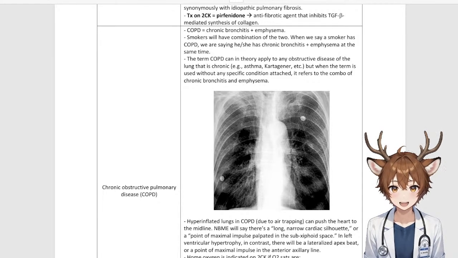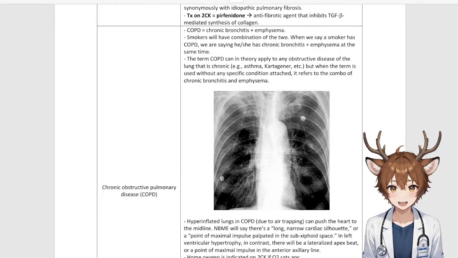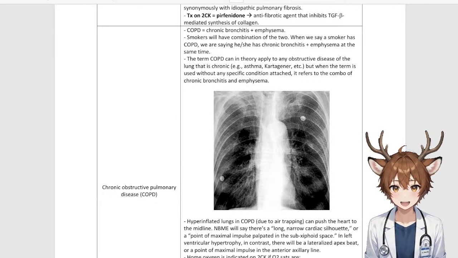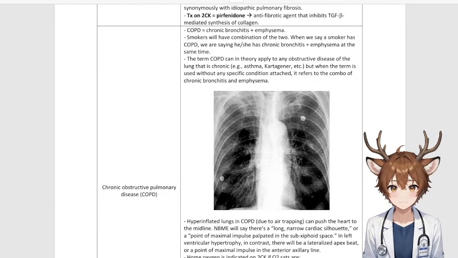The term COPD can, in theory, apply to any obstructive disease of the lungs that is chronic, like asthma, cardiogenic, etc., but when the term is used without any specific condition attached, it refers to the combination of chronic bronchitis and emphysema.